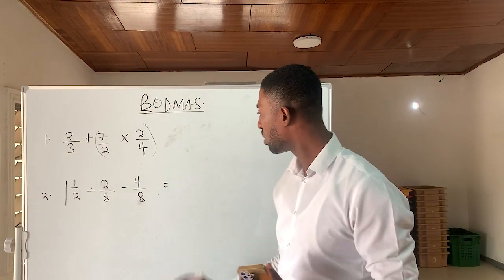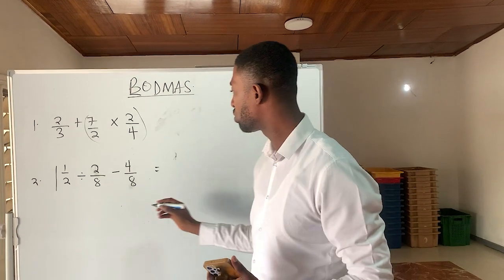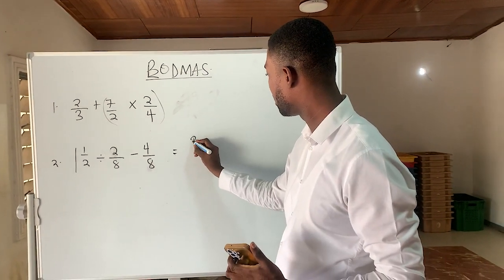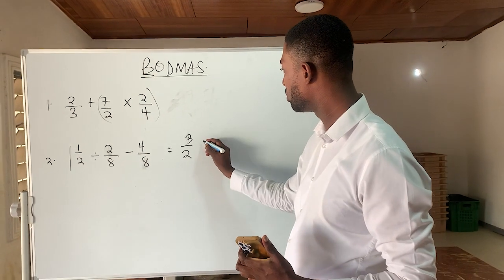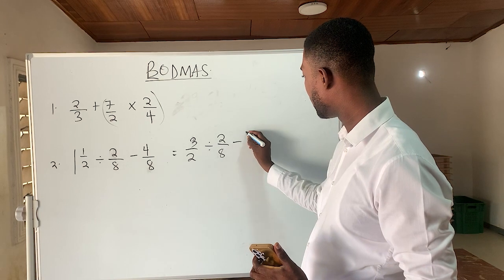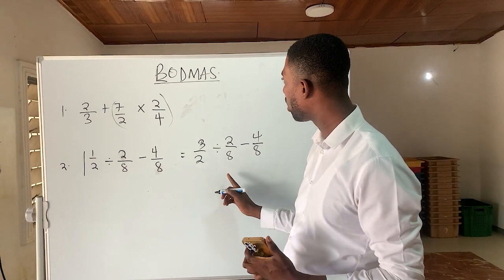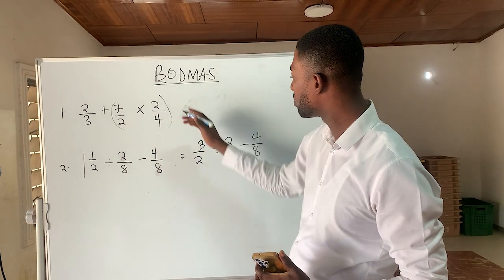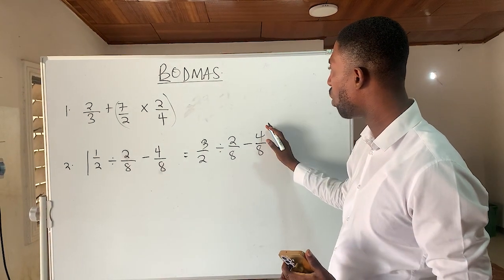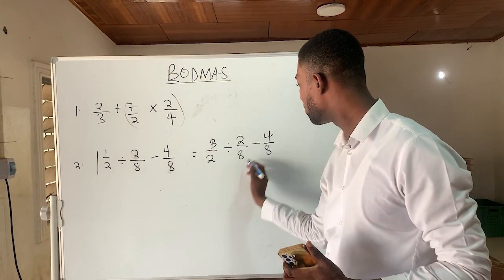So here we are going to have 2 times 1 is 2 plus 1, which is 3/2 dividing 2/8 minus 4/8. Then per BODMAS, we have brackets. There's no brackets here. There's no of or other here. But there's division, so we are supposed to simplify this side.